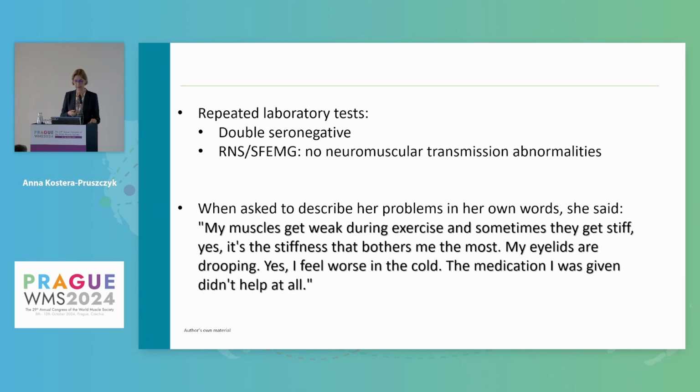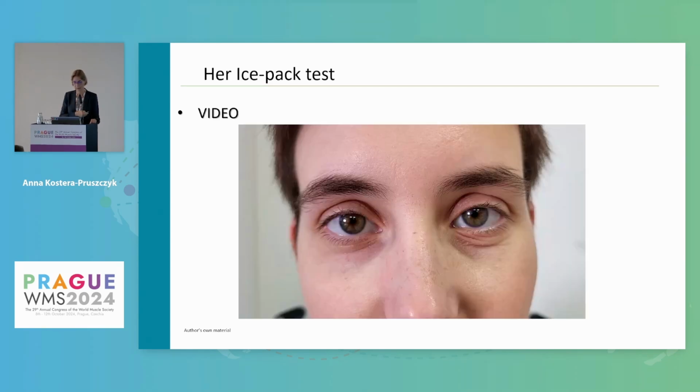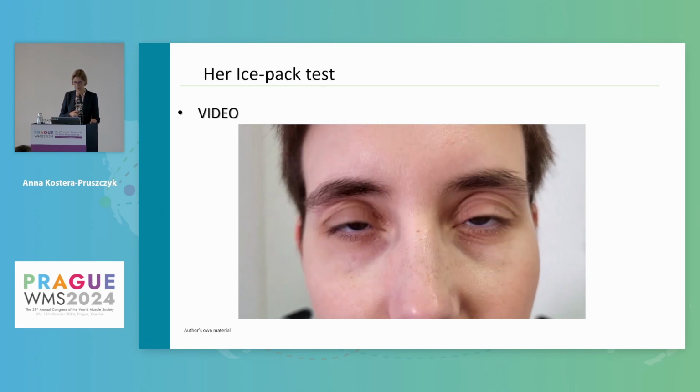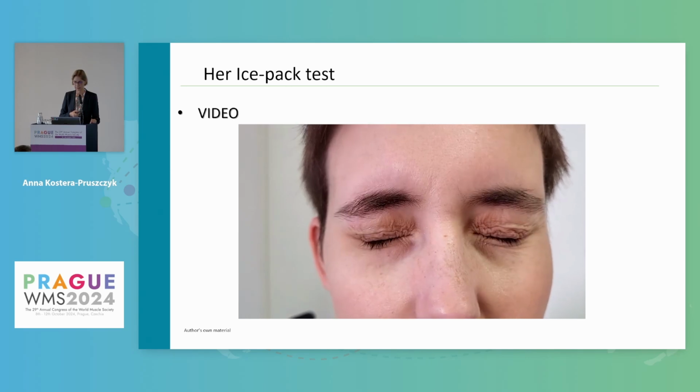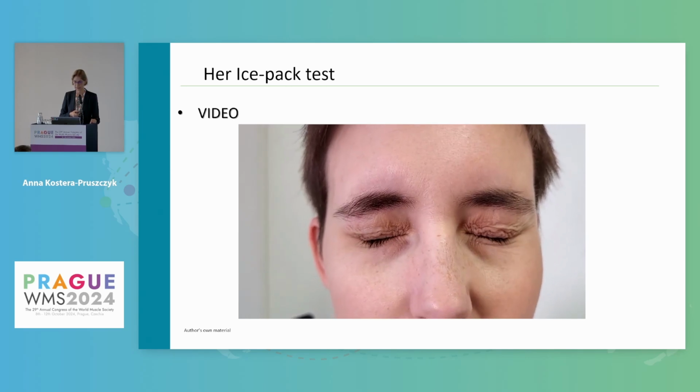So she says, my muscles get weak during exercise. Sometimes they get stiff. Yeah, it's really the stiffness that bothers me the most. My eyelids are drooping, but I feel worse in the cold. The medication I was given didn't help at all. And this is her. And we have challenged her a little with some exercise, and I think you will agree with me that it changes.